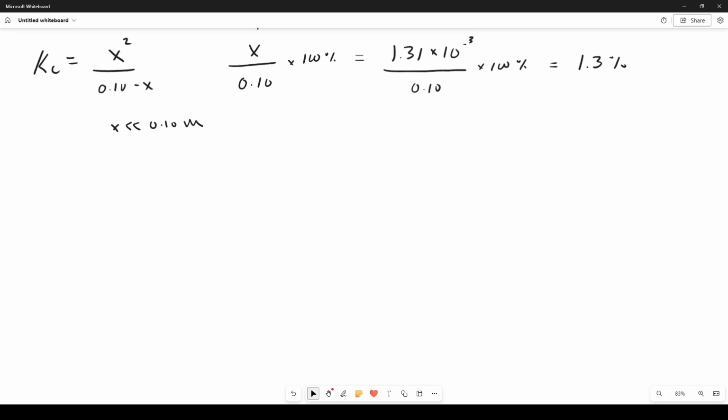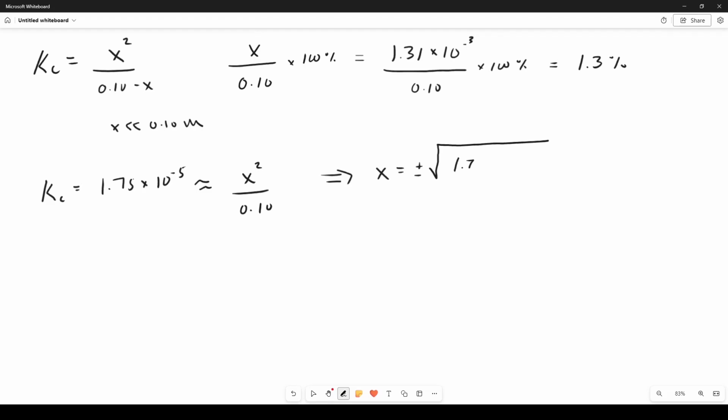So a logical question is, can we assume that X is equal to 0 in the denominator? If we rewrite our expression, assuming that X is equal to 0 in our denominator, we have that K sub C is approximately equal to X squared divided by 0.1. If we now solve for X, it is plus or minus the square root of 1.75 times 10 to the minus 6, which is equal to 1.323 times 10 to the minus 3. In examining the magnitude of this value compared to our original value of 1.31 times 10 to the minus 3, we see that we obtain nearly the same result, meaning that the approximation is valid.